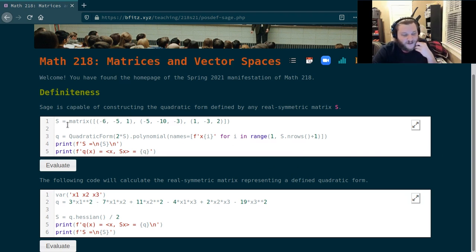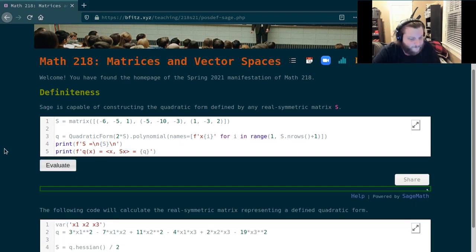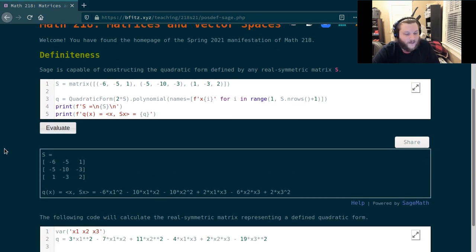In this first piece of code, if you input a real symmetric matrix S, this will give you the quadratic form represented by S. So let's click Evaluate. So the matrix that I've predefined is this real symmetric matrix. And again, how is this matrix related to a quadratic form? Well, the formula is the quadratic form is the inner product of the variable vector with this matrix S times the variable vector. And in this case, I get my whole quadratic form here.